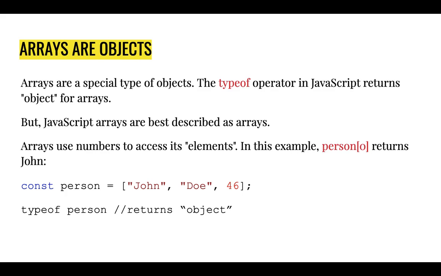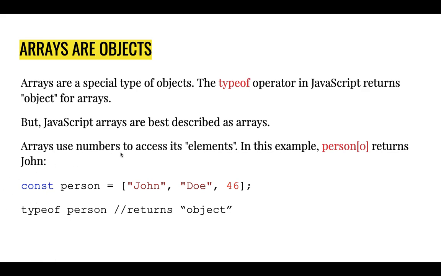Arrays are a special type of objects. So if you use typeof to check the type of a variable which is an array, what is going to be returned is object. But JavaScript arrays are best described as arrays. What this is saying, in essence, is that arrays are a special type of objects, but they are best described as arrays.